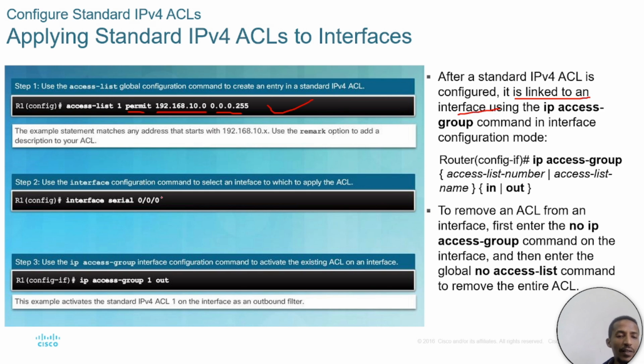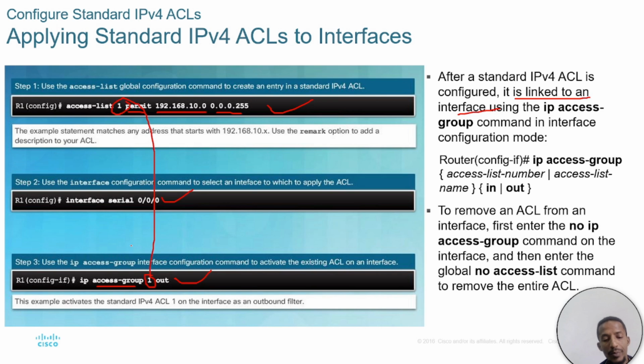Then we say interface serial something. Then we say IP access-group 1 out. So what is the access group? This is an access group. Who is going to use this number 1? The 1 is this one, this number that we have created. So what is the purpose of it? What kind of control is this? An outbound control.